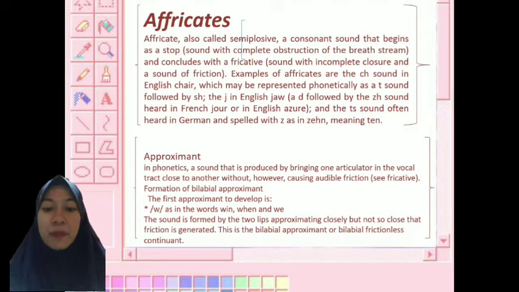Formation of the palatal approximant. The second approximant to develop is typically Y, as in yes, you, and yeah. It is articulated with the middle of the tongue approximating closely to the palate and it is consequently referred to as a palatal approximant or palatal frictionless continuant. As with the bilabial frictionless continuant, the palatal frictionless continuant might appear at the beginning of the syllable but not at the end.